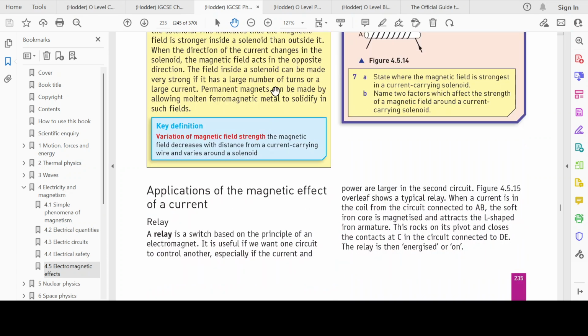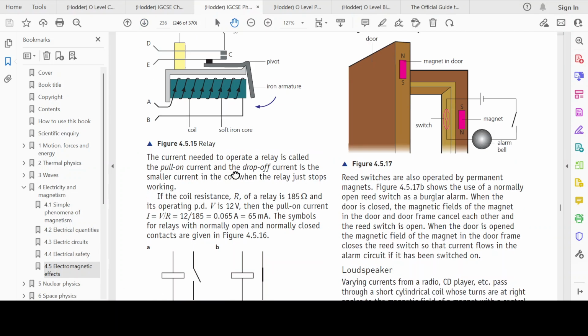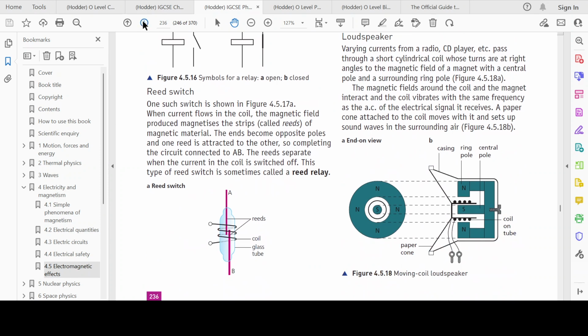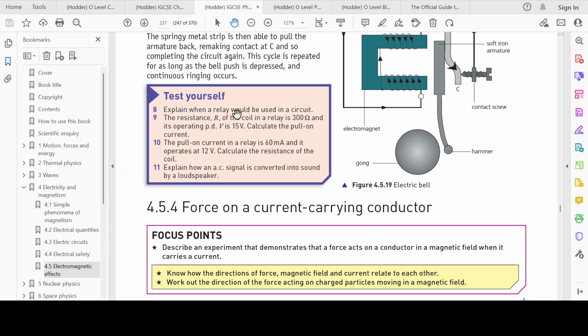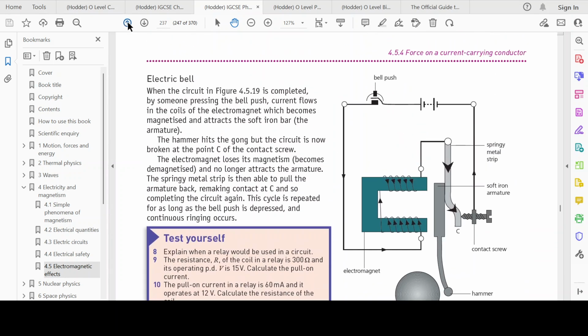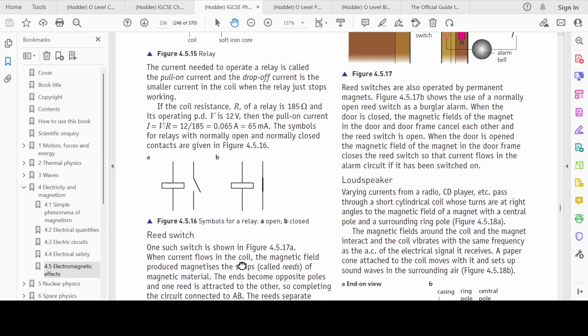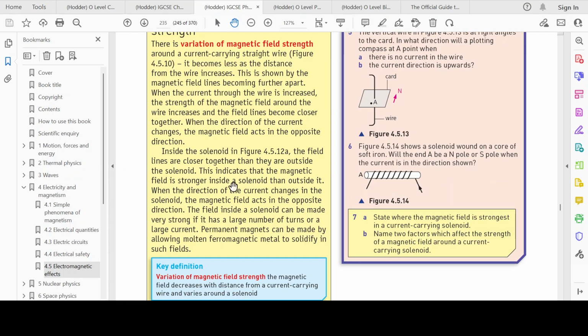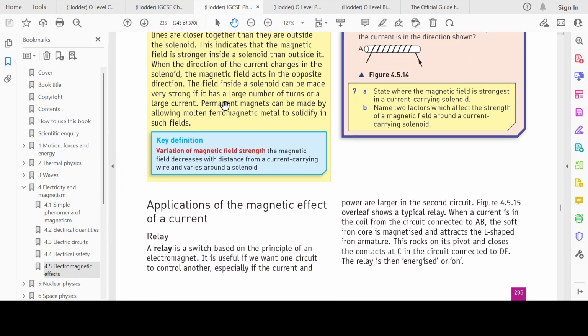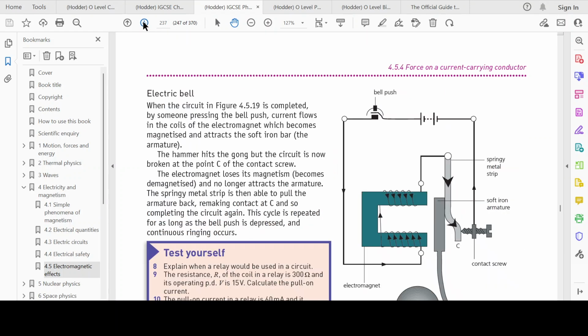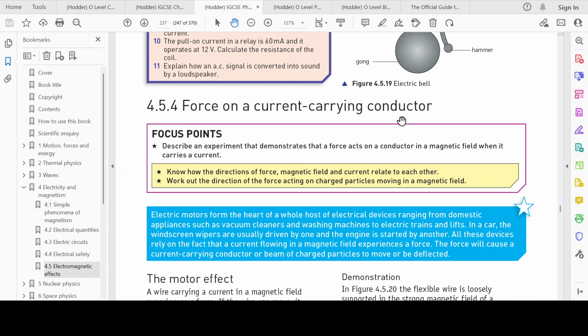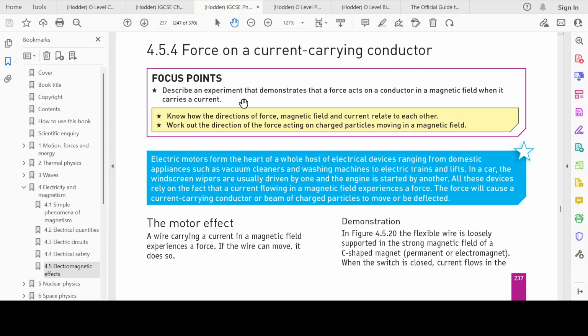Okay. Now, applications of magnetic effects of a current. One thing is a relay, and there are a number of these. Let's quickly go over this, and then can we take a 10-minute break after we talk about this? Not before that, because after the break we'll move on to a new topic, which is force on a current carrying conductor.